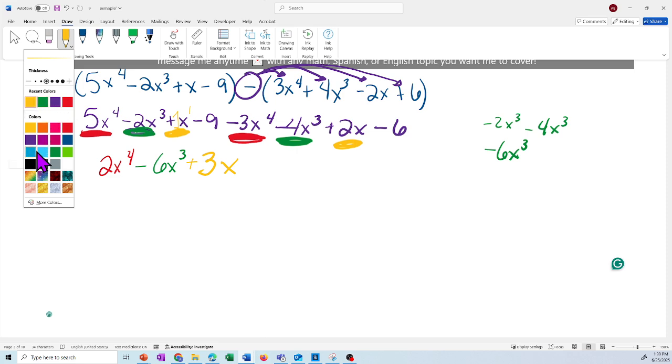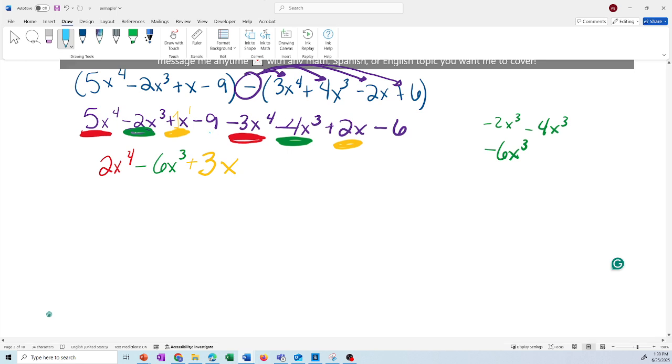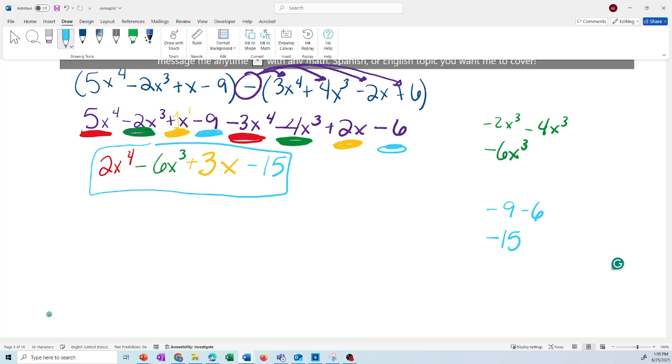Okay, and then finally check if I have constants. I do have constants, right? So negative 9 minus 6. I have to check, do they have the same sign? Yes, so I add. 9 plus 6 is 15, and I leave the sign that both of them have, so minus 15. And that's it. It's already simplified. I cannot simplify more, and it's already ordered from the highest exponent to the lowest.